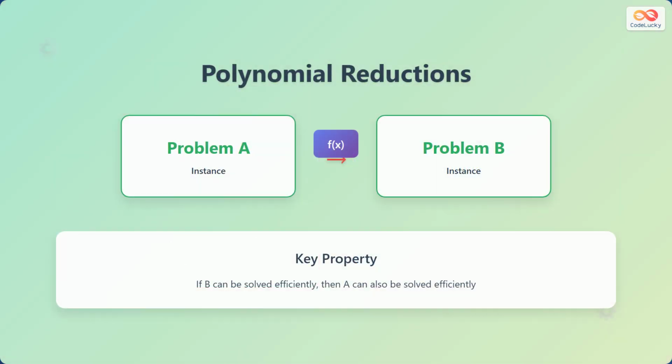Polynomial reductions are a technique used to show that if you can solve problem B efficiently, then you can also solve problem A efficiently. You transform instances of problem A into instances of problem B using a function, denoted as f(x). The key property here is if B can be solved efficiently, then A can also be solved efficiently.